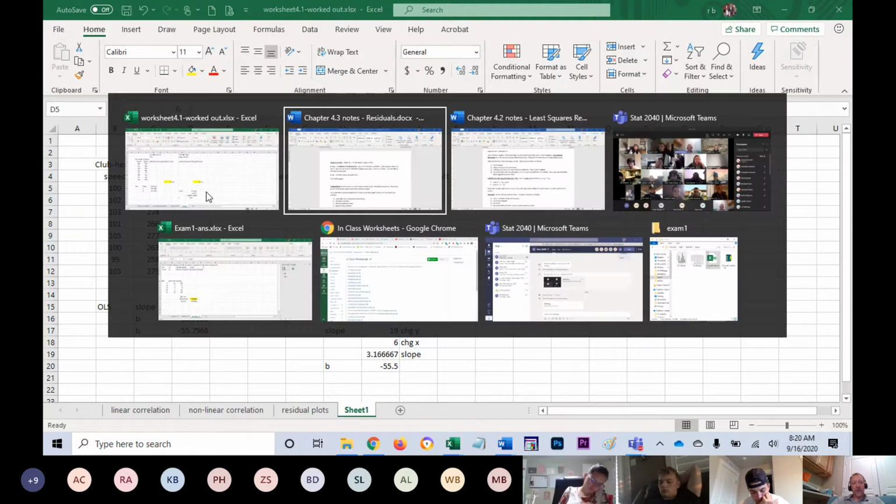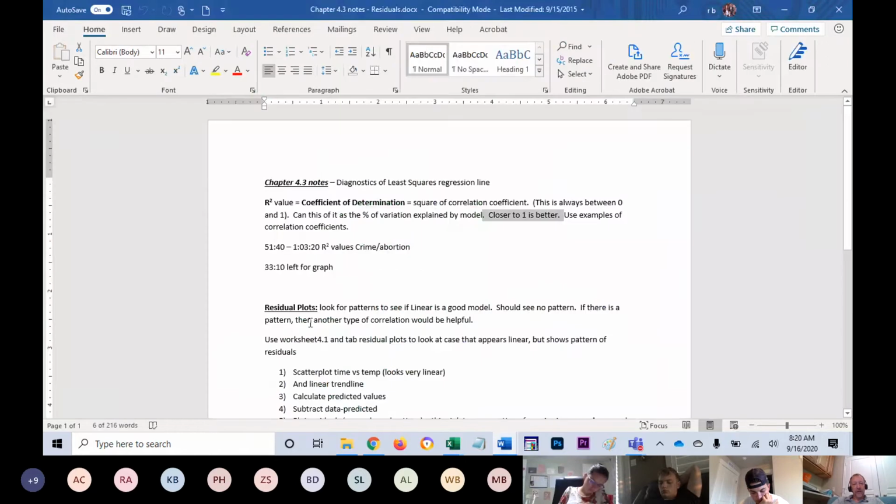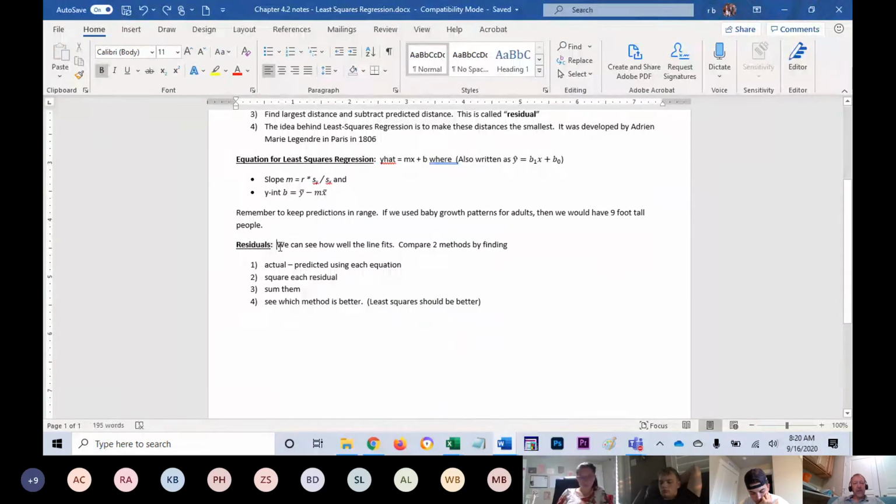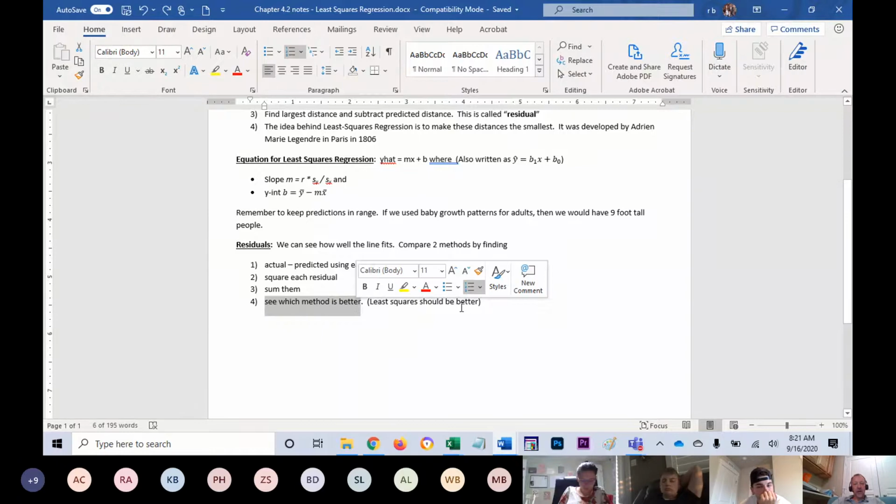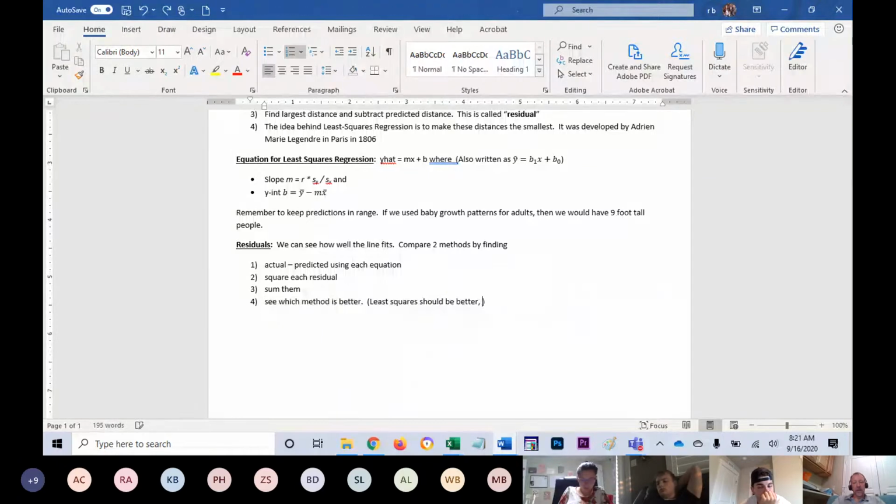Okay. Now let's talk a little bit about residuals. Let me go back to 4.2. Residuals also can help us see how well the line fits, and we're going to compare two different methods. Now the residual is basically the actual minus the predicted, using each equation, and I'm going to use a different equation, and we're going to compare these. Then we're going to square the residual, sum them and see which method is better. Least squares method should be better, and lower sums indicate a better model.